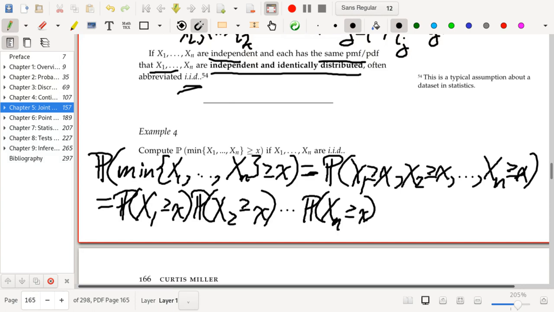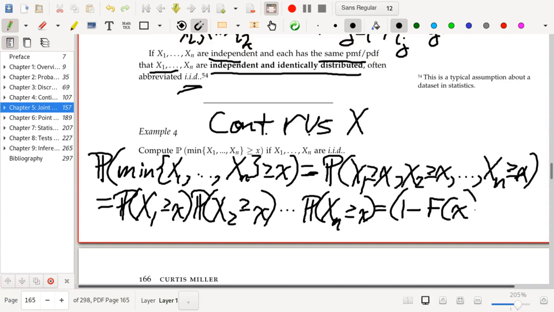And we know what all those probabilities are. We should assume actually that these are continuous random variables X. It just makes it easier if we assume that. It's not like we couldn't work with discrete random variables at this point, but I just don't want to think about it. So this will be 1 minus the CDF at x, because that's what one of these are. So this is equal to 1 minus the CDF of X1 at x.